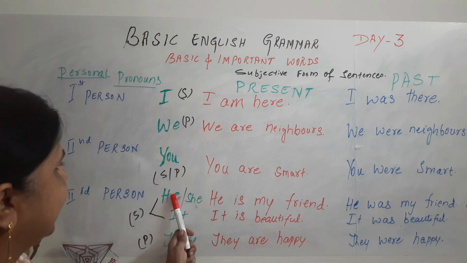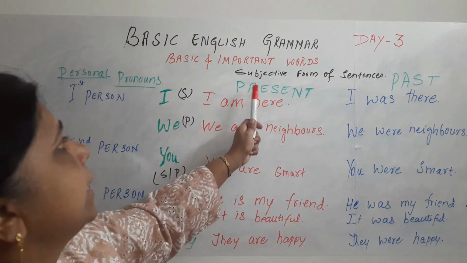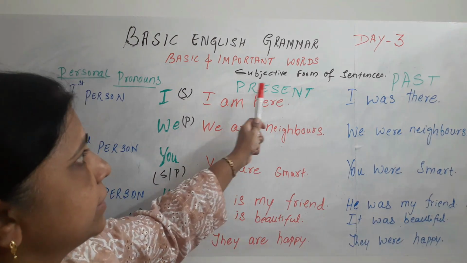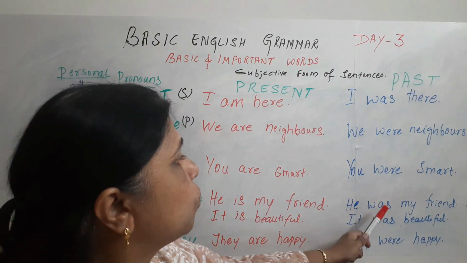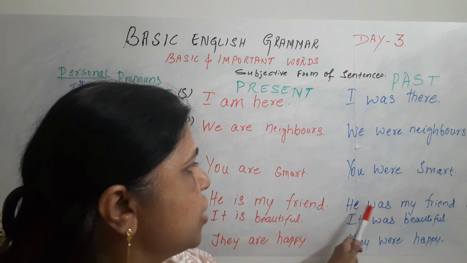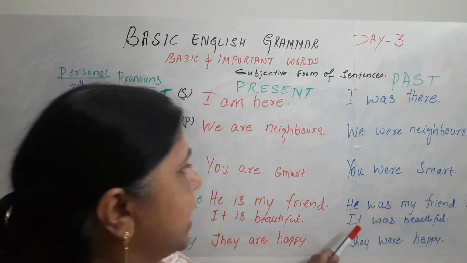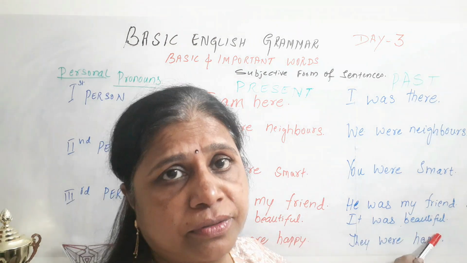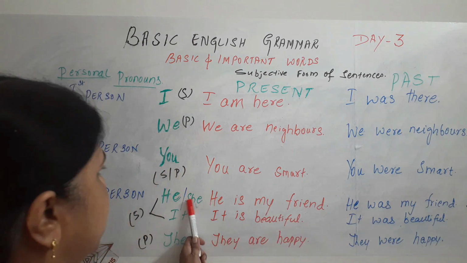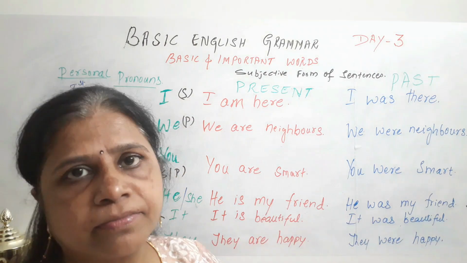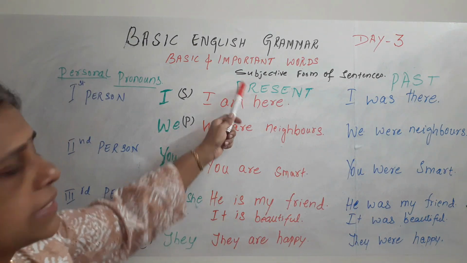That means for he, she and it you can use is in present tense, whereas coming to past tense you can use he was. He was my friend. She was my friend. It was beautiful. That means you can use was for he, she and it. Was for past tense, is for present tense.